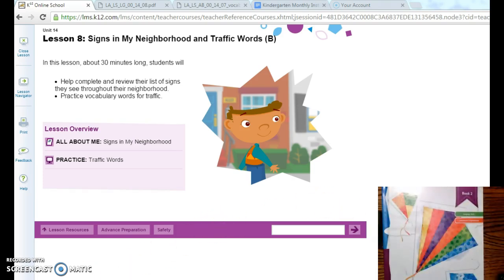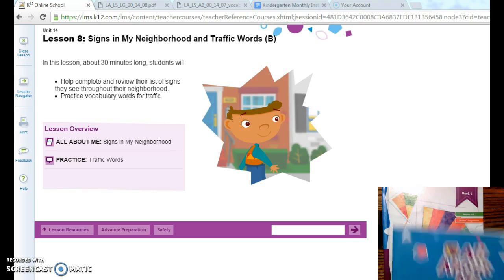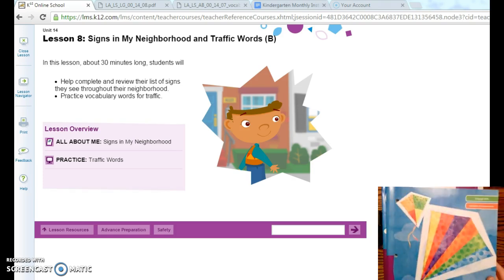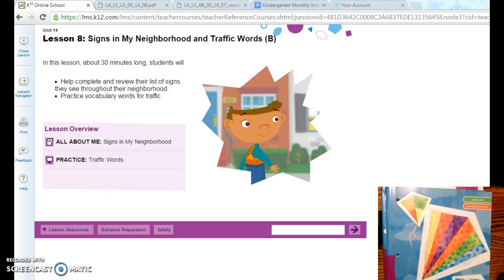The materials that you will need for this lesson include your Language Arts Lesson Guide, Book 2, your All About Me book, page 30, and then we are going to briefly review out of our Language Arts Activity book, page LS53. Now this was from lesson 7, but it will be helpful to review before we complete our All About Me page. You will also need a pencil and some crayons.